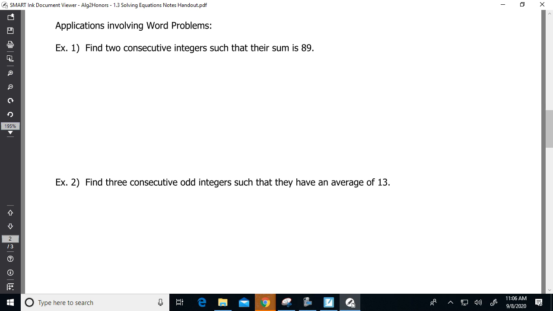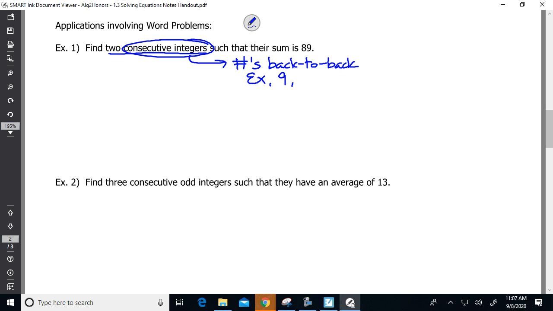So, problem 1. Find 2 consecutive integers such that their sum is 89. So, consecutive integers are numbers back to back. 9 and 10 would be consecutive integers. They're numbers that are back to back.